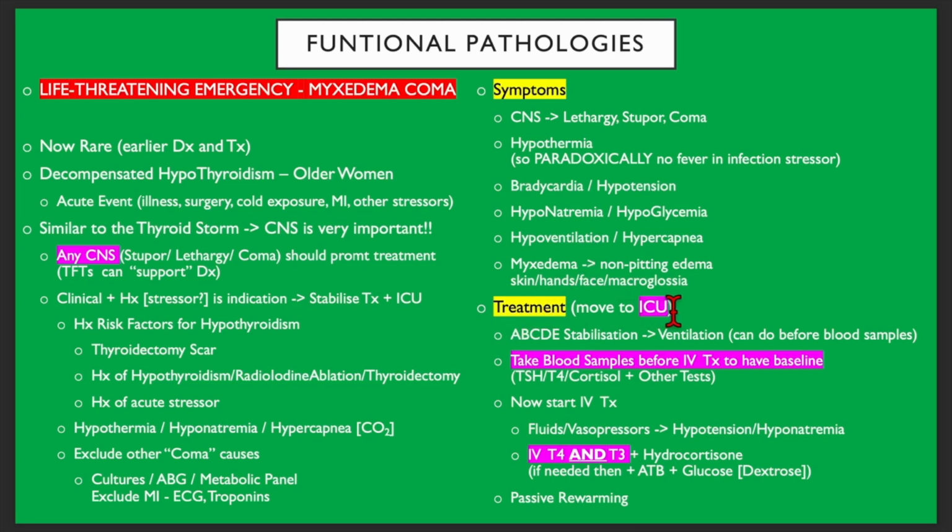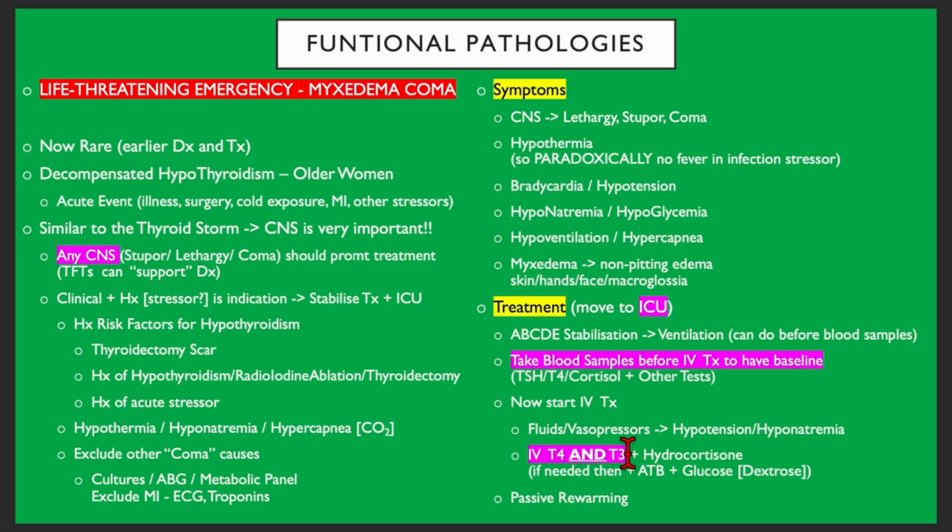Treatment: we said move them to the ICU, put the ventilation on, especially in hypercapnia, try to make them breathe, stabilize them, and then take the bloods. Take the samples before you start the treatment. This way you can have the baseline. Take your cortisol, TSH, T4, the other tests, take everything now. Then you can start the treatment. You can use fluids and vasopressors for the hyponatremia and hypotension.